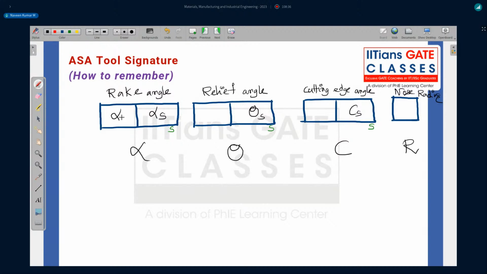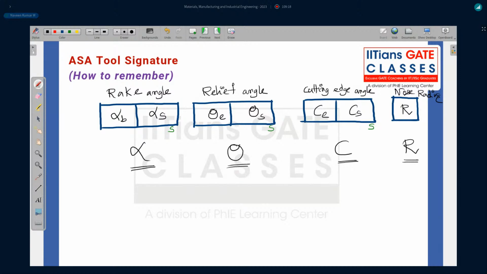So let me write it as back rake angle. For relief angle, other than side, we have end relief angle. For cutting edge also, other than side cutting edge angle, we have end cutting edge angle. And then we have nose radius R. That is how you remember these couples. So this is rake, relief, and cutting edge, nose radius. So this is how you have to remember. Do you have any other memory tip? Generally, people use this. If you have any other memory tip, that's also fine. Okay, good.